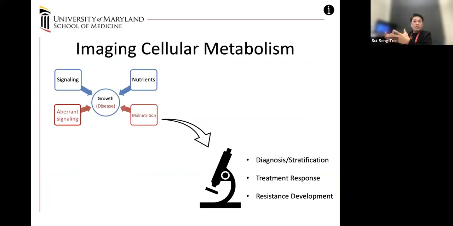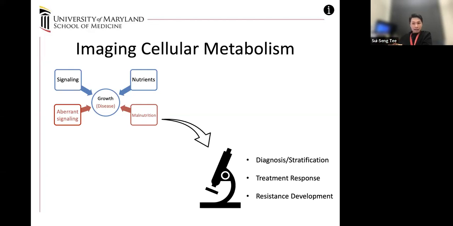we have tried to use imaging techniques, right? So today we will talk in some detail about magnetic resonance. And the way we use these imaging tools is, of course, to diagnose disease, right? Can we detect disease early, hopefully using ways that are minimally invasive? And of course, to look at treatment response, right?